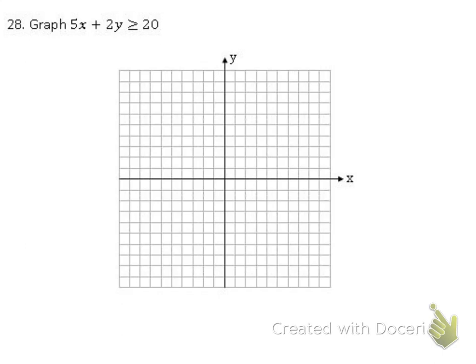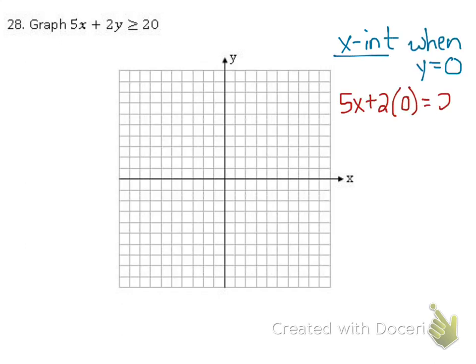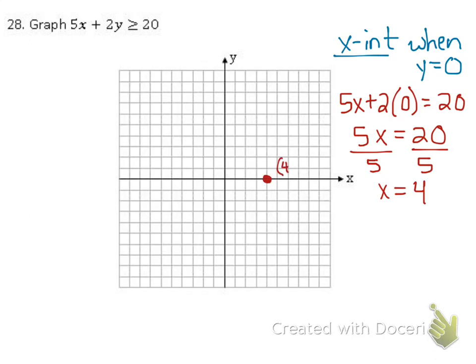Problem 28, we're supposed to graph the inequality 5x plus 2y is greater than or equal to 20. We'll start by finding the intercepts. Find the x-intercept by plugging in 0 for y. That gives us the simplified equation of 5x is equal to 20. Divide both sides by 5, and that gives us x is equal to 4. So that's our x-intercept.